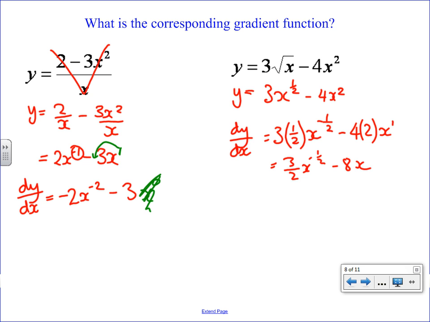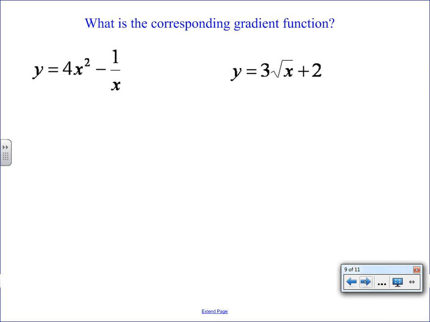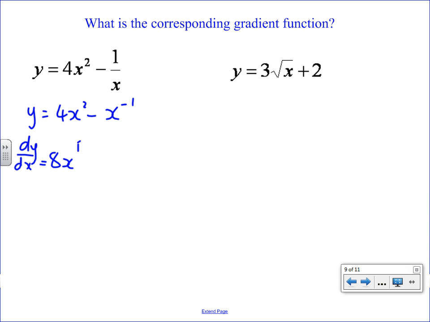Excellent. Okay, next 2. I'll have a look at these. So, not ready to differentiate yet because this needs to be written in power form. Now I can differentiate: 4 times 2 is 8, decrease the power to 1, which we don't need to write. Bring the minus 1 down, minus and minus gives a plus, and decrease it by 1. 3x to the half add 2. Now it's ready to differentiate.